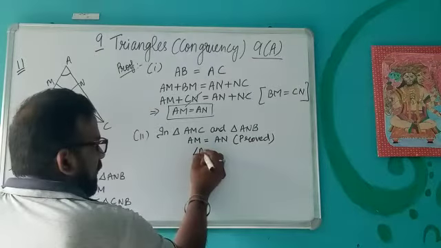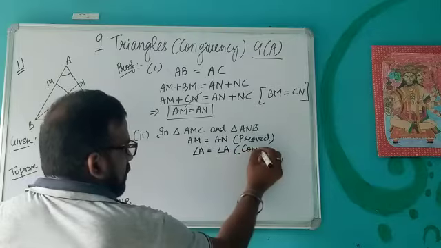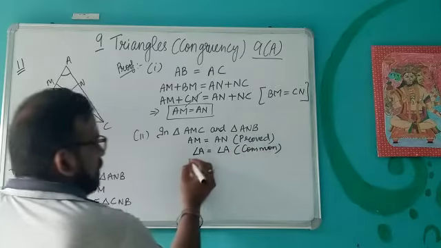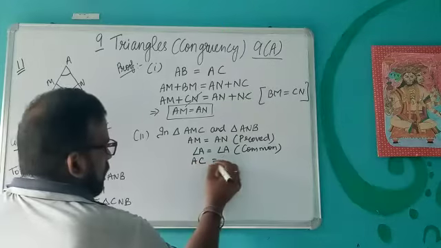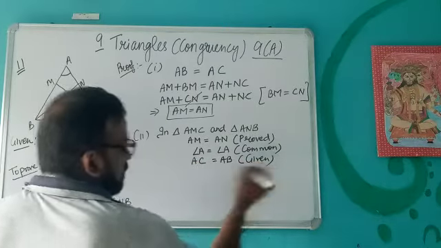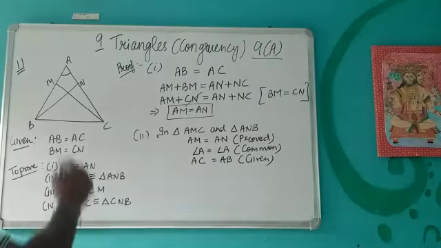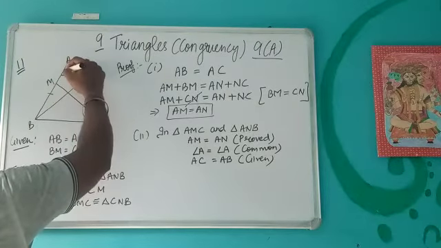Then angle A is equal to angle A. It is the common angle, so we will write common. Then AC equal to AB, again it is given. So which criteria? This is side, angle, side.